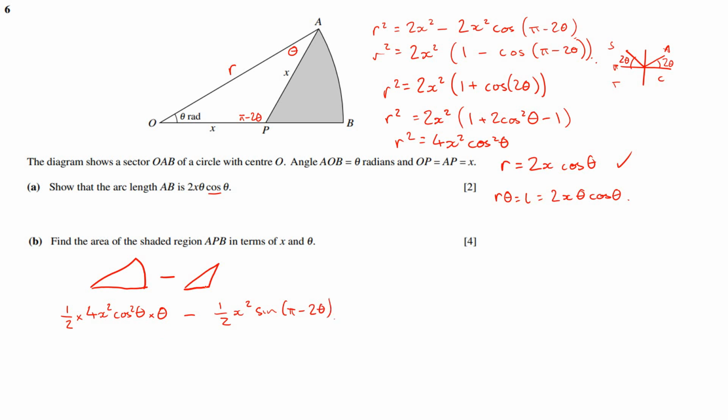Actually, I don't need to go any further than this. I just got the area in terms of x and pi. It's done. There's no particular form it wants. I'm just going to tidy it up a little bit. 2 theta x squared cos squared theta subtract 1/2 x squared sine of pi subtract 2 theta. It doesn't need to go any further than that. Okay, it's fine. You don't need to do anything extra. You can factor out some bits and bobs, but you don't need to. No need to. All right, next.